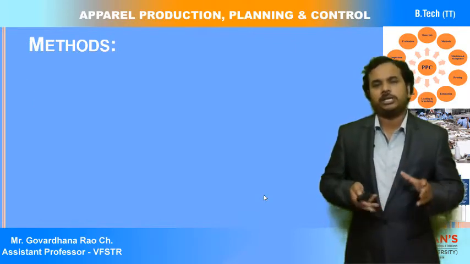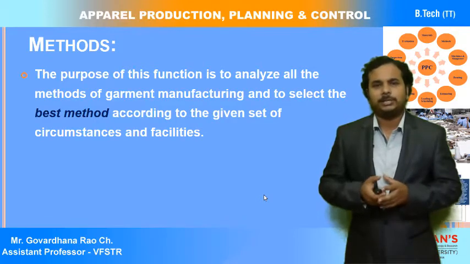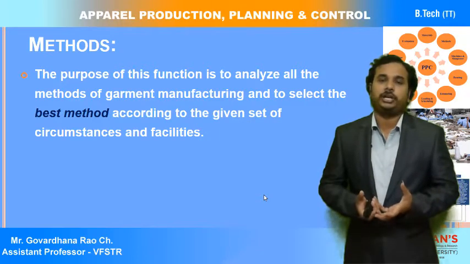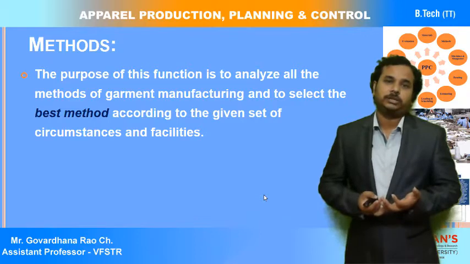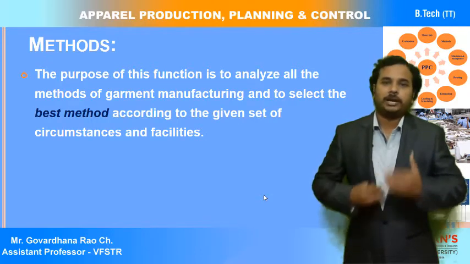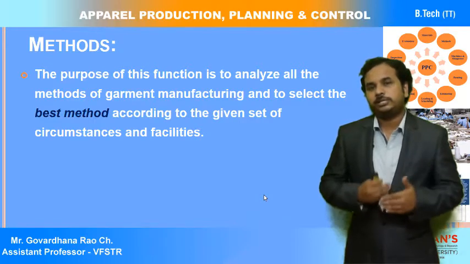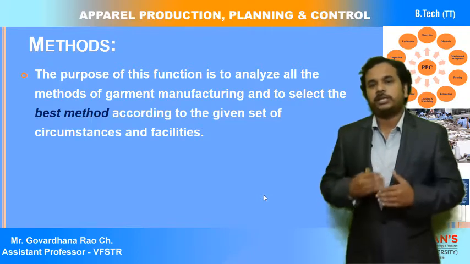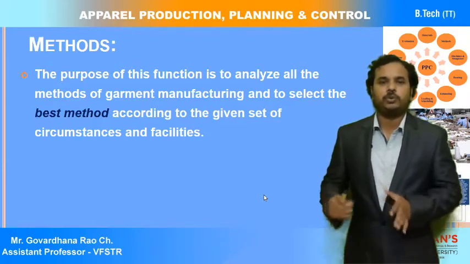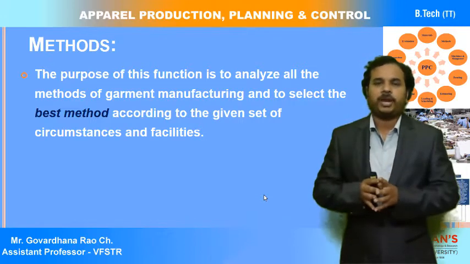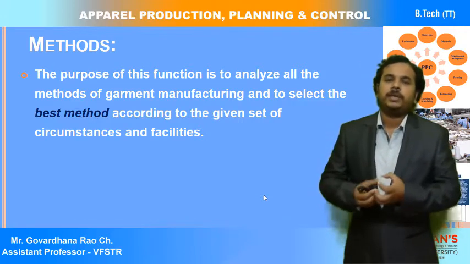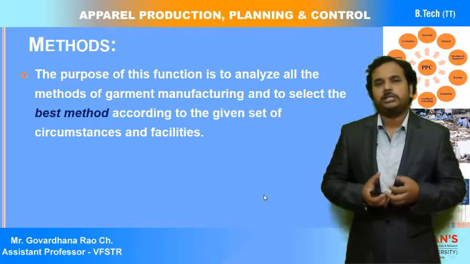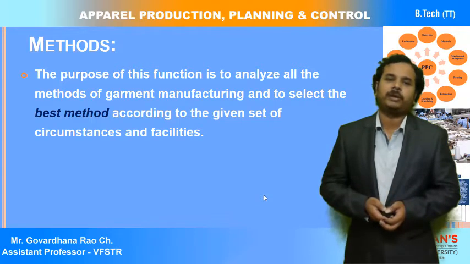Now the second one is methods. The purpose of this function is to analyze all the methods of garment manufacturing and to select the best method. They analyze the operations and see which method takes less time and which gives good quality, and they finalize it. They give it to the production department, saying this is the best method for garment manufacturing.